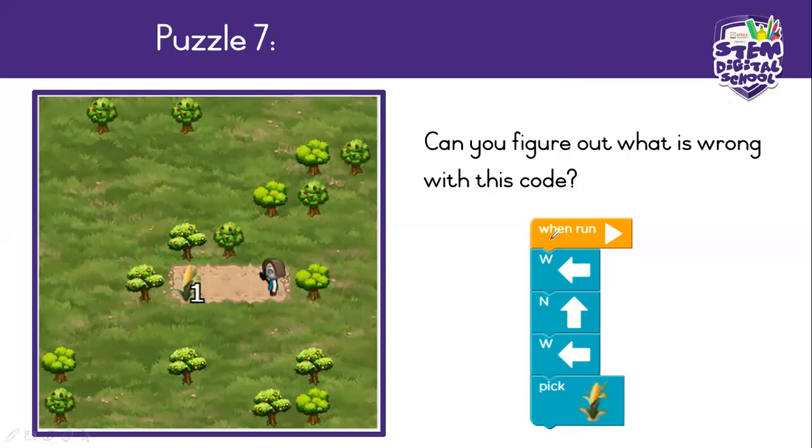Right, this is puzzle 7. Now we need to figure out what is wrong with this code. So let's see what it says. It says when run, go west, go north, go west, and pick. But what do you see here? Where does she need to go? Who can tell me what the problem is with the code? Which block needs to be removed here for the harvester to get there?